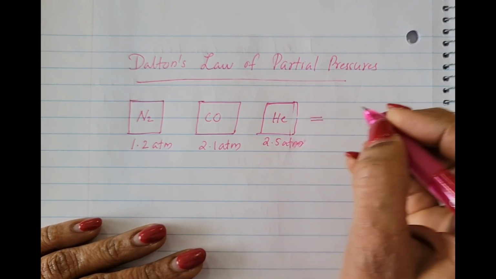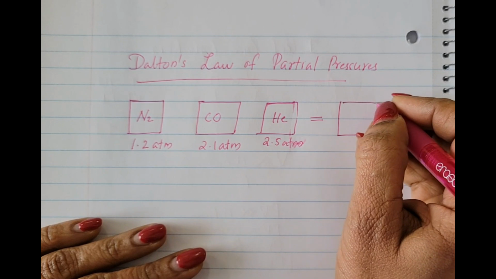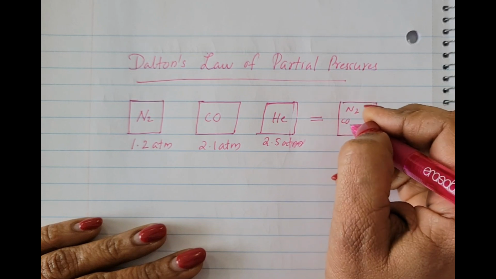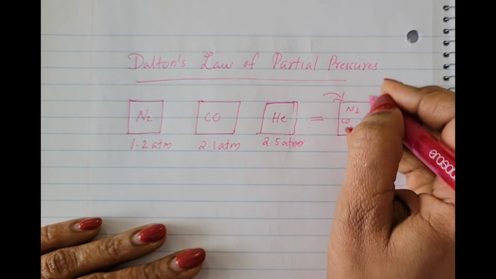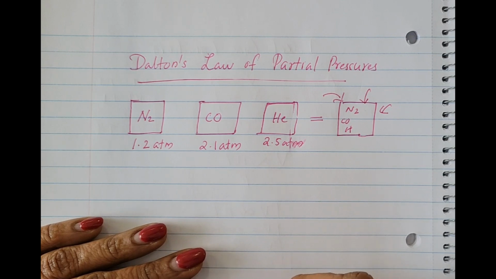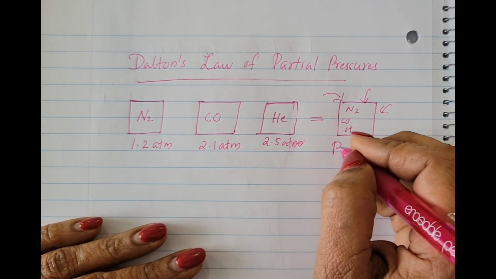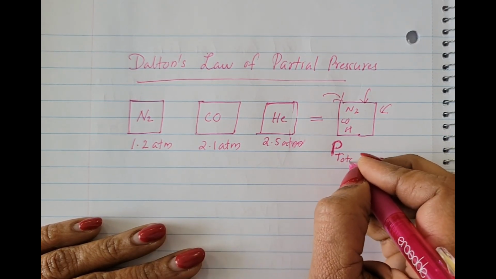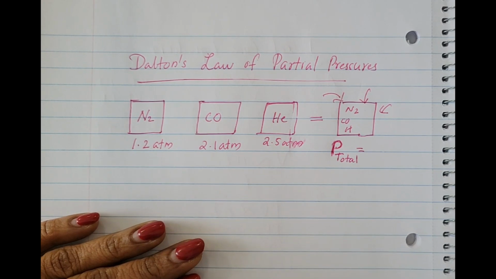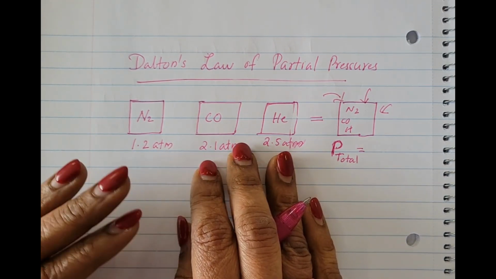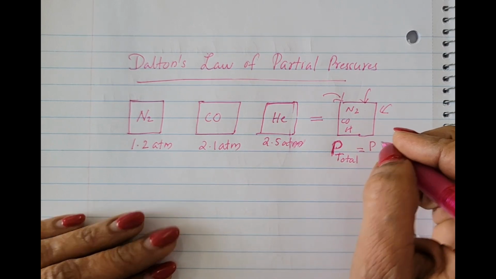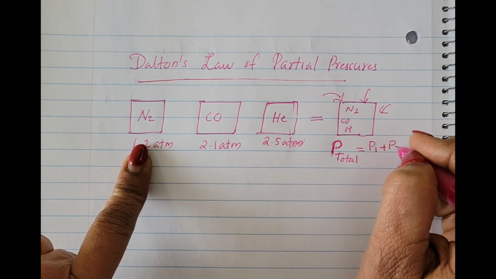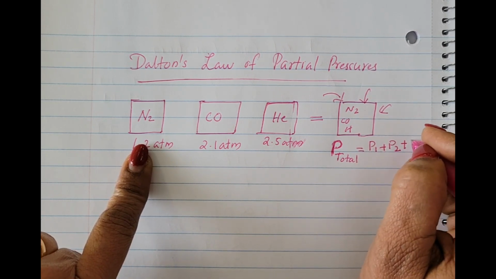I'm going to add all this into a new container with the same volume. So now it has nitrogen, CO, and helium. Three gases, all the gases are in this. What will be the total pressure of this container? 5.8. You are just doing basic math. Basically, you are adding the partial pressure of nitrogen plus carbon monoxide plus helium.